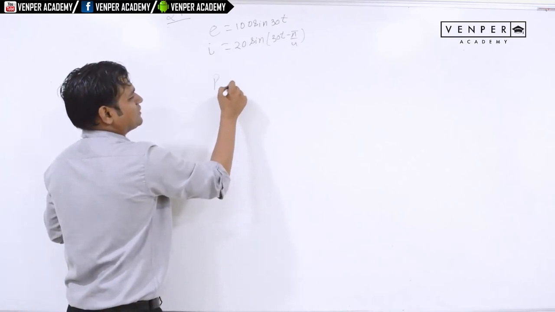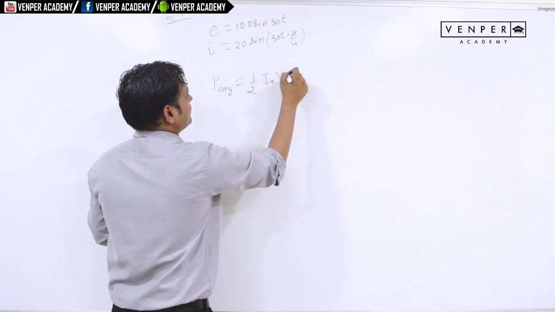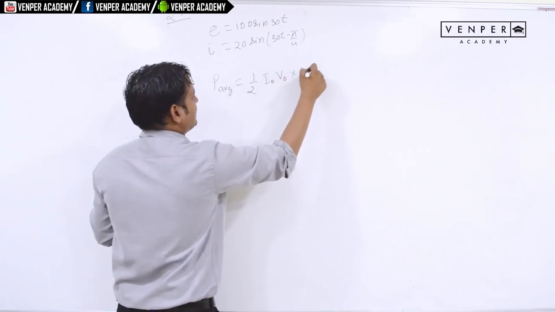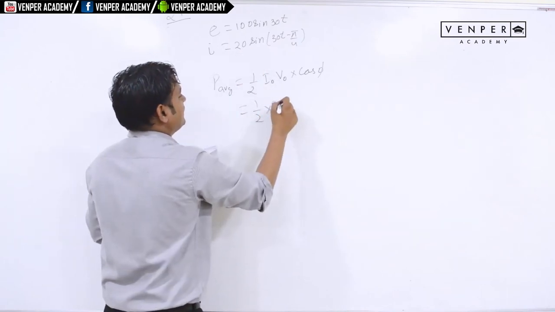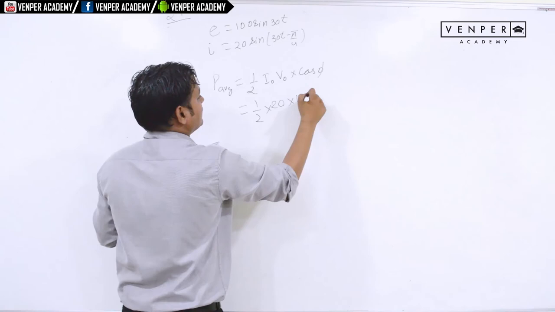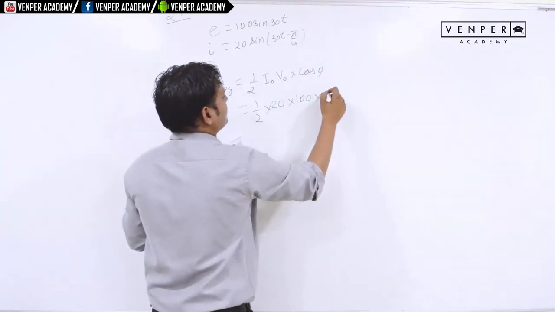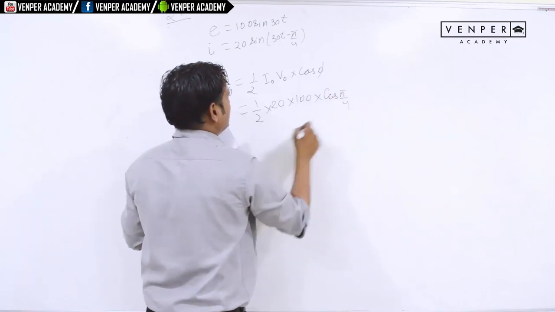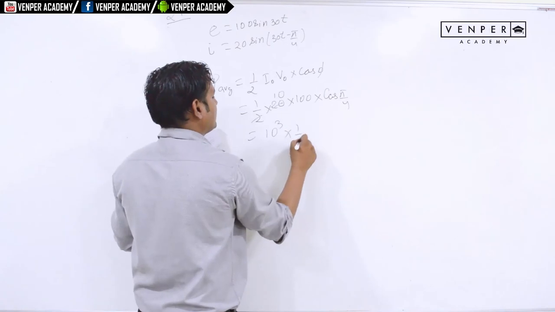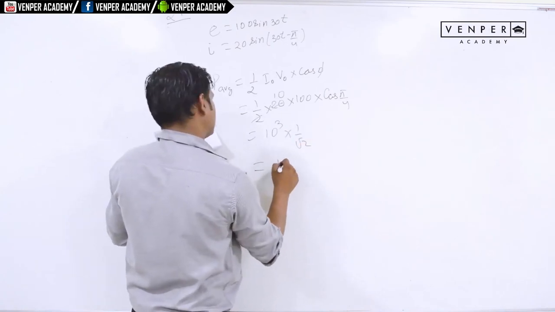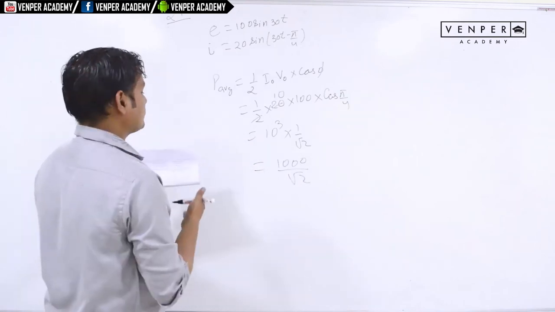So P average is equal to 1 by 2 into I naught into V naught into cos phi. Clear? 1 by 2, I naught is 20, V naught is 100, into cos phi. Phi is pi by 4, so cos pi by 4. What you will get? 10 raised to power 3 into cos pi by 4, which is 1 by root 2. So you will get 1000 by root 2. Only one option is there, that 1000 by root 2.